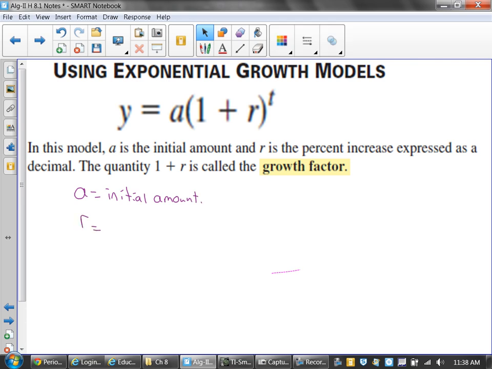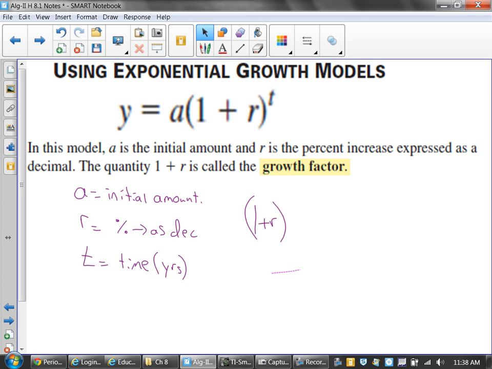R is always this percent, but it's written as a decimal. And T is usually time. It's usually in years. I don't think most of our things change via years. Okay? The junk that's within the parentheses is always going to be called your growth factor. See it? This 1 plus R.